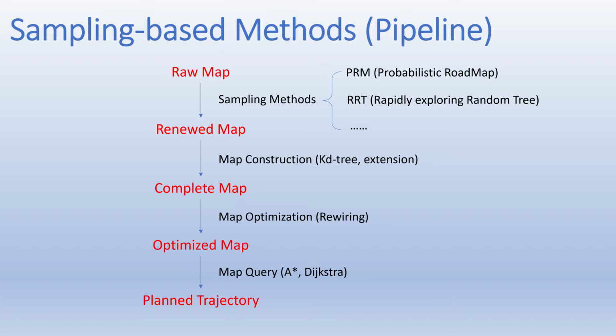And here, we have built an entire construction step. And if we want to get a planned trajectory with the starting and goal point, we have to take the query step using some method like A star and Dijkstra and something like that. And this is the profile for the sampling-based method.